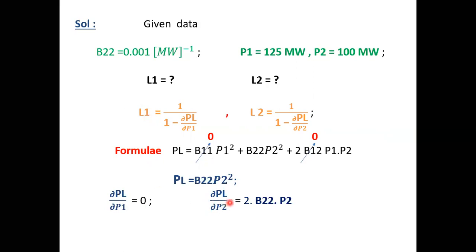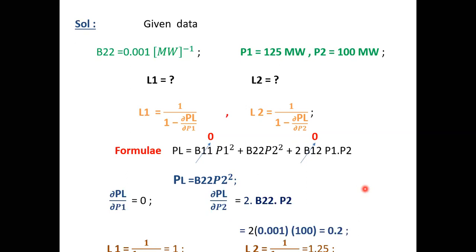Similarly, when you go for dou PL by dou P2, the derivative of PL with respect to P2, then you will get 2 into B22 into P2. We know B22 value, we know P2 value. So easily you can get dou PL by dou P2. Once you get it, substitute here, then you will get L2 value. So 0.2 is the final answer for dou PL by dou P2. Substitute these two in L1 and L2. So finally we will get L1 value is 1 and L2 value is 1.25. So this is the solution for the given problem.